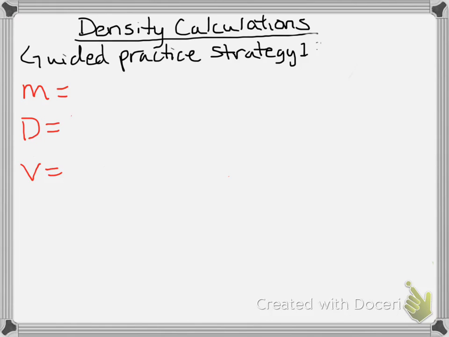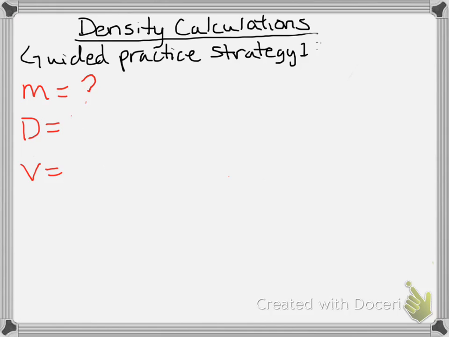Okay, so for our second set of guided practice strategies, our problem says, what is the mass of a liquid having 1.4 grams per milliliter and a volume of 3.090 liters? So this time I'm actually looking for the mass. It said, what is the mass? Okay, so our mass is going to be our question mark. I don't know what it is.